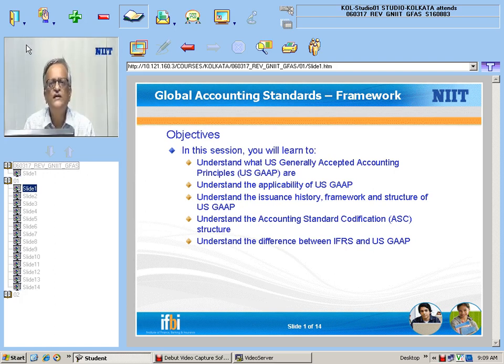So what are we going to learn in this session? In this session, you will learn and understand United States Generally Accepted Accounting Principles, called US GAAP. Understand the applicability of US GAAP. Understand the issuance history, framework and structure of US GAAP. Understand the Accounting Standard Codification, ASC structure. And understand the difference between IFRS and US GAAP.